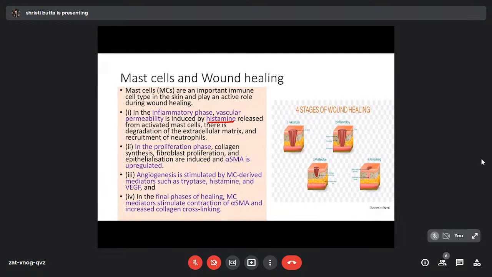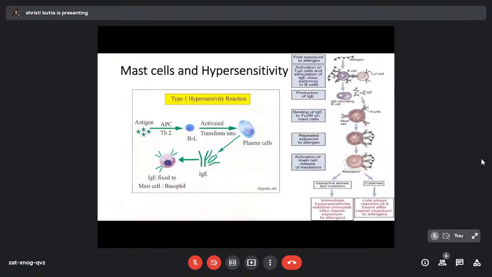Okay, repeated exposure to the allergen causes activation of the mast cells and release of mediators. The immediate hypersensitivity response occurs within minutes after exposure to the allergen. Okay. And the later response, that is the late phase reaction, occurs about 6 to 24 hours later.